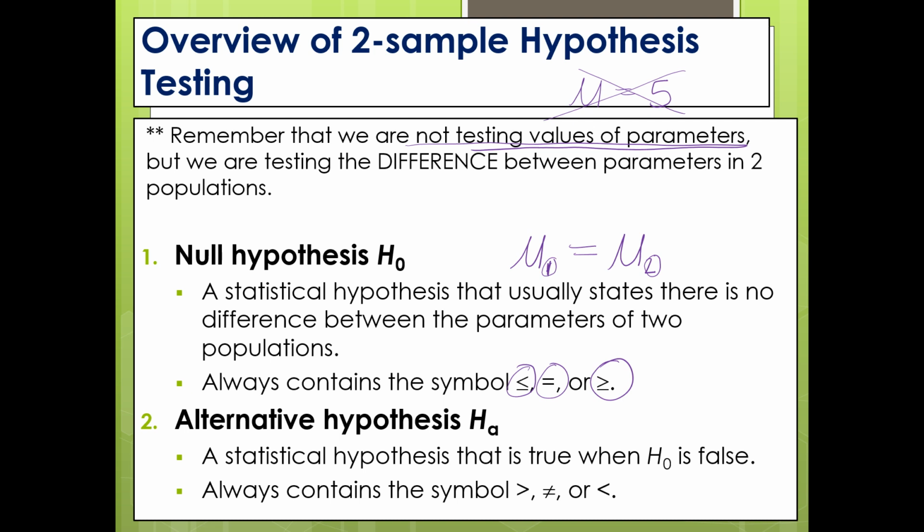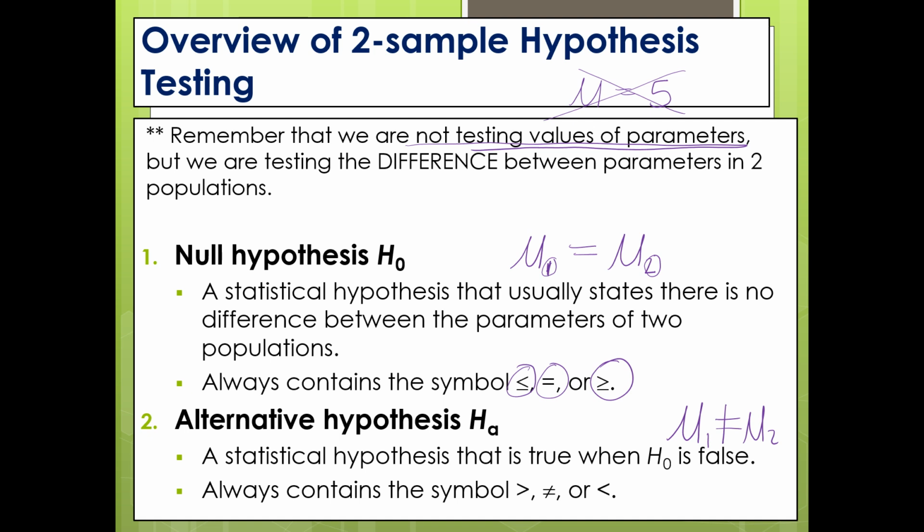You can't just say mu equals mu. We have to make it explicit that we're talking about two different populations here. So it's going to look something like that, where mu1 equals mu2. And then when we have our alternate, it's going to be the non-equality. So in this case, it would be like mu1 does not equal mu2.